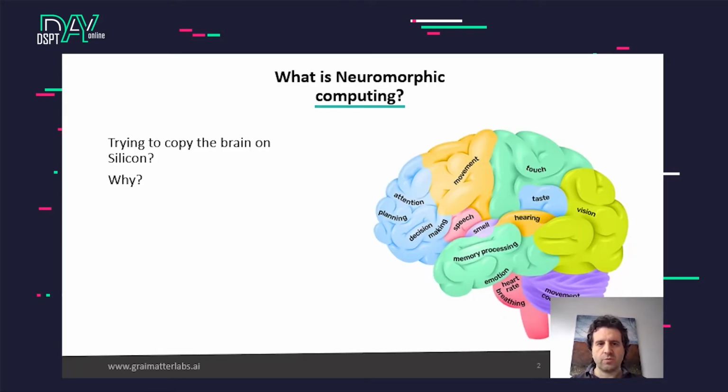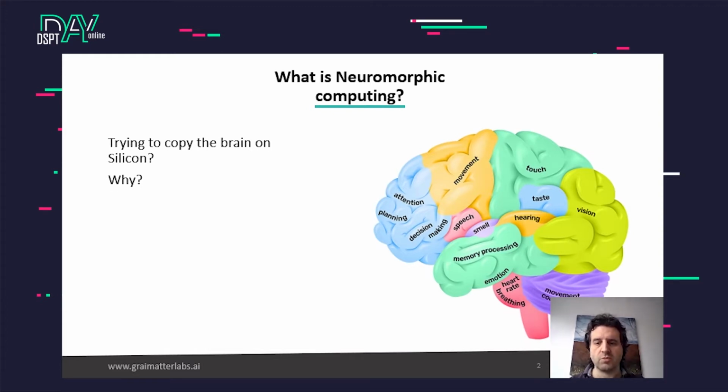So what is neuromorphic computing? Well, essentially the idea of neuromorphic computing is trying to copy what the human brain does on silicon. Now you could ask yourself, why would you want to copy the human brain on silicon? Of course, there's always the interest of trying to build a model of something to understand how it actually works. And actually that's one of the big drives of neuromorphic computing, is this idea that we can use a model of the brain to understand better the inner workings of the brain.